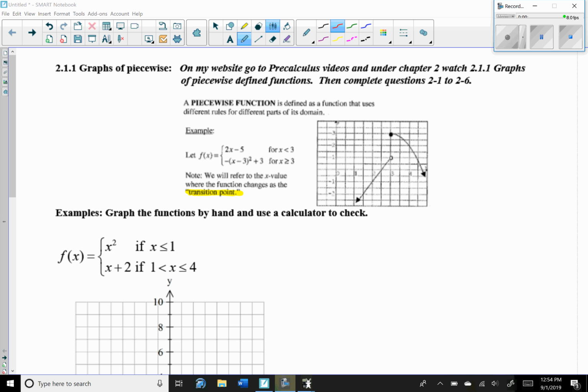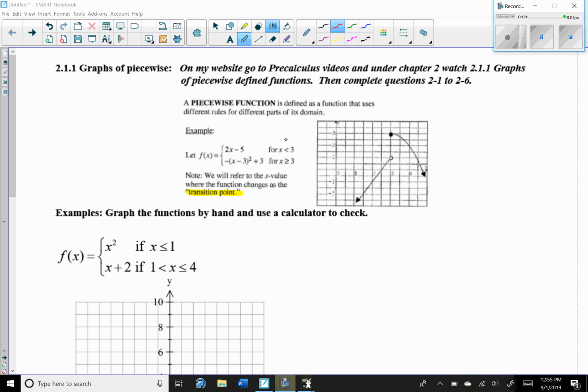2.1.1 Graphs of piecewise functions. A piecewise function is defined as a function that uses different rules for different parts of its domain. So we've graphed piecewise functions before, and so we're just looking at them again. Of course, we want to graph these without our graphing calculator. And recall that the x value where the function changes, we're going to refer to that as our transition point.